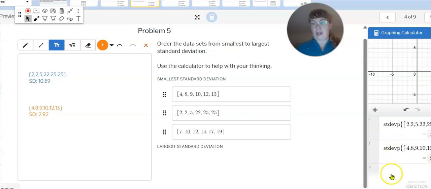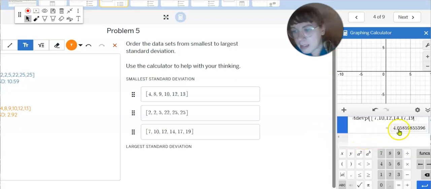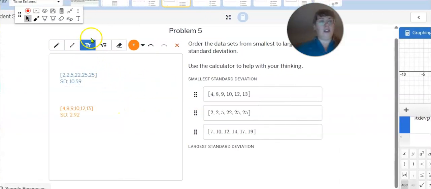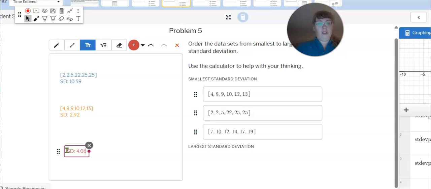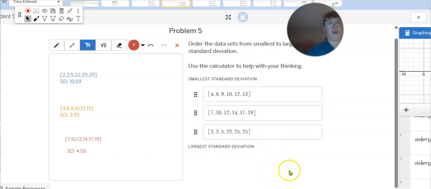And then we'll look at the third one. 7, 10, 12, 14, 17, 19 gets us 4.06 rounded. And that's for our data set of 7, 10, 12, 14, 17, 19. So smallest to greatest, our smallest one starts with the 4. Then we're going to get our 7, 10, and then finally 2 to 25 is the largest.